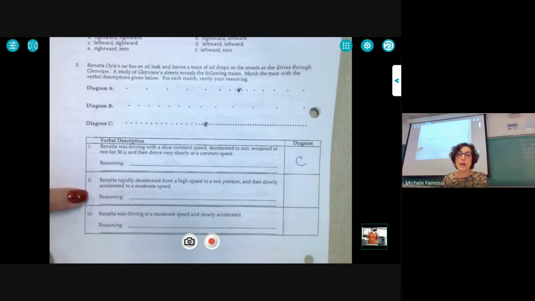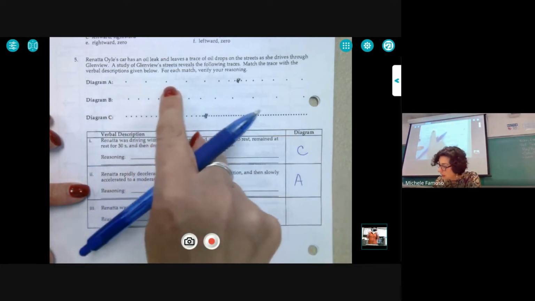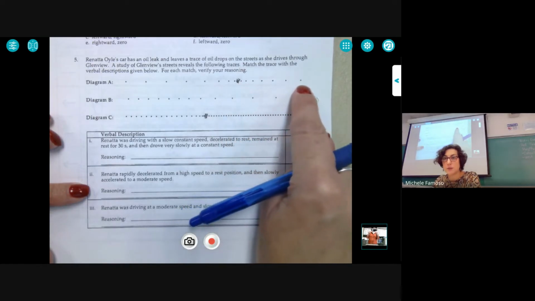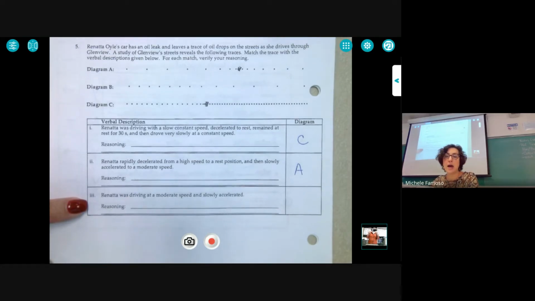Number 2, Renata rapidly decelerated from a high speed to a rest position, and then she slowly accelerates to a moderate speed. Which one shows her decelerating from a high speed to rest and then slowly accelerating to a moderate speed? Emily? Yes. Slowing down, stopping, and then speeding up, in other words. Number 3, she's traveling at a moderate speed and slowly accelerating. Well, which one's left?